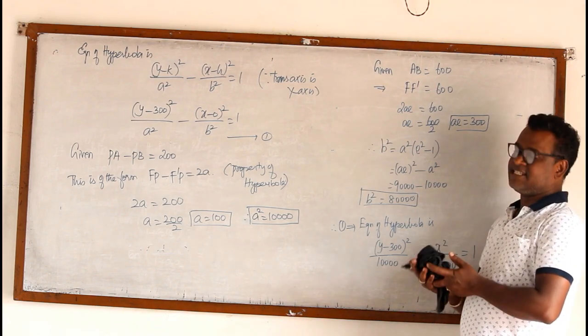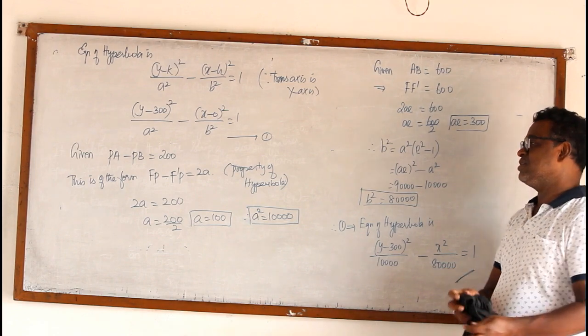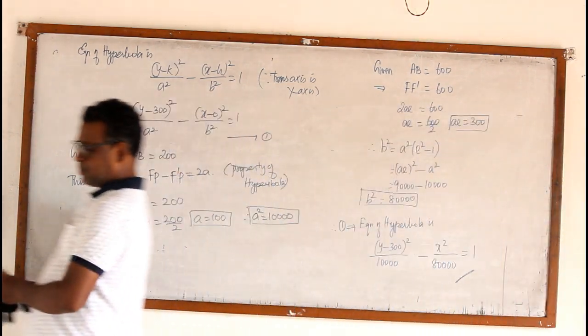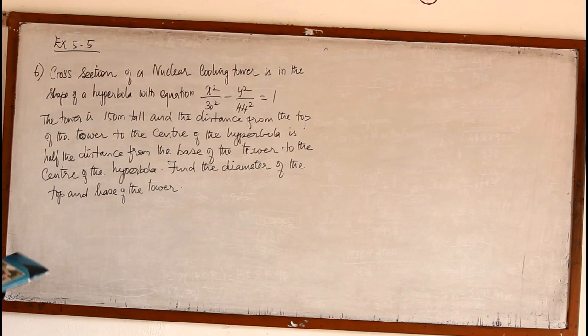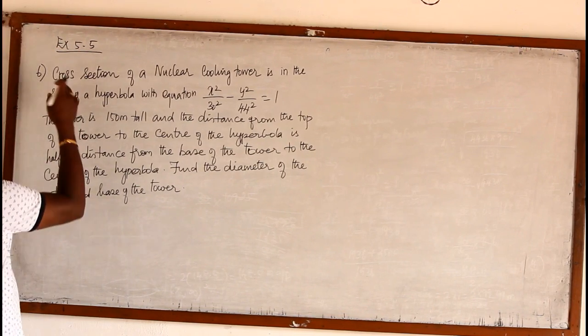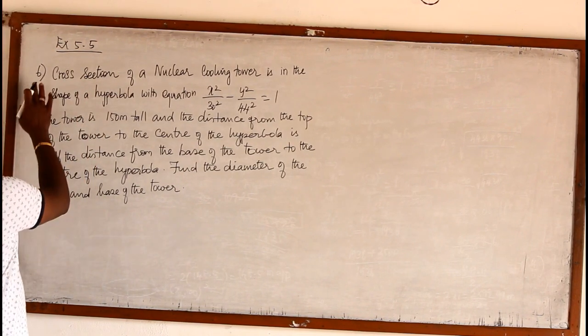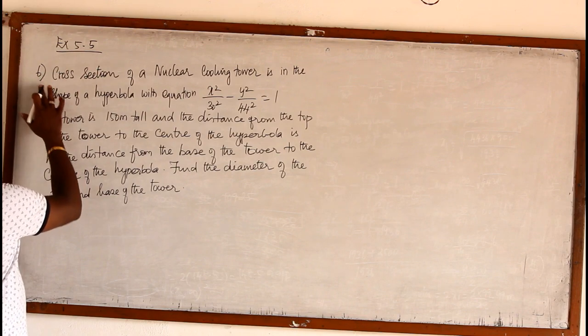So this is the station problem. With that, this problem is over. Now, we shall go for the next problem on hyperbola, that is on exercise 5.5, sixth problem.